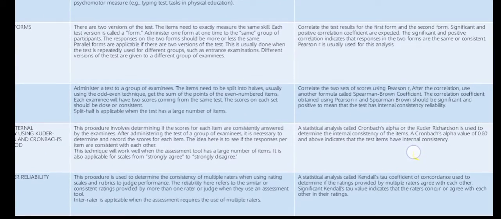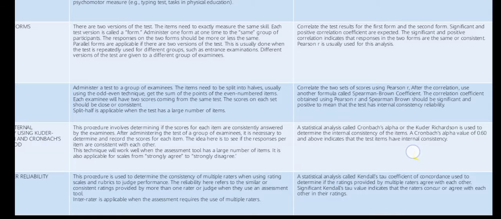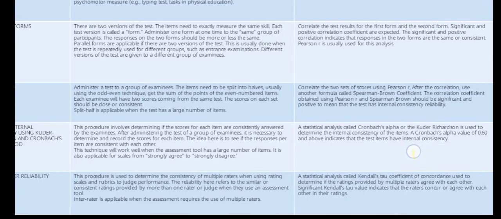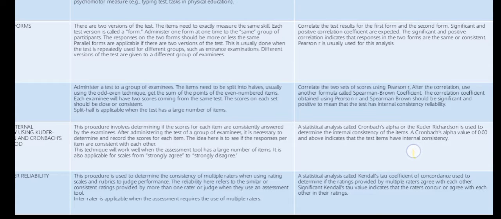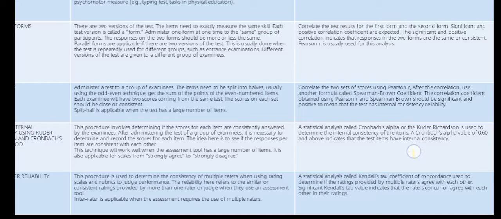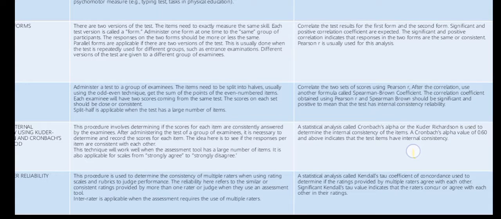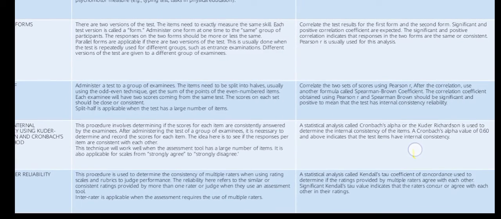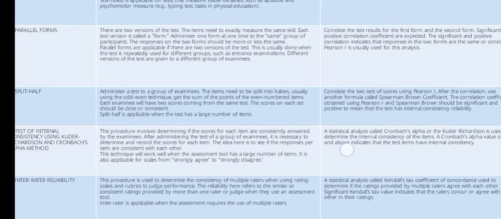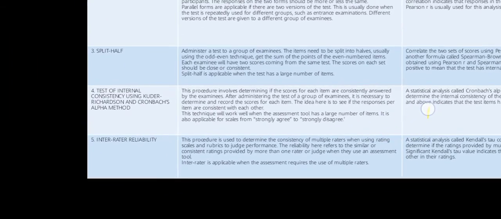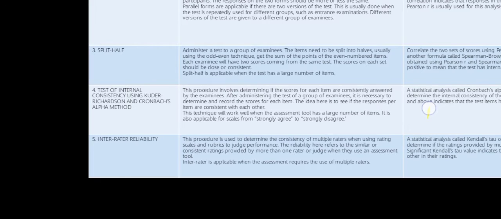Correlate the two sets of scores using Pearson r. After the correlation, use another formula called the Spearman-Brown coefficient. The correlation coefficient obtained using Pearson r and Spearman-Brown should be significant and positive to mean that the test has internal consistency reliability.